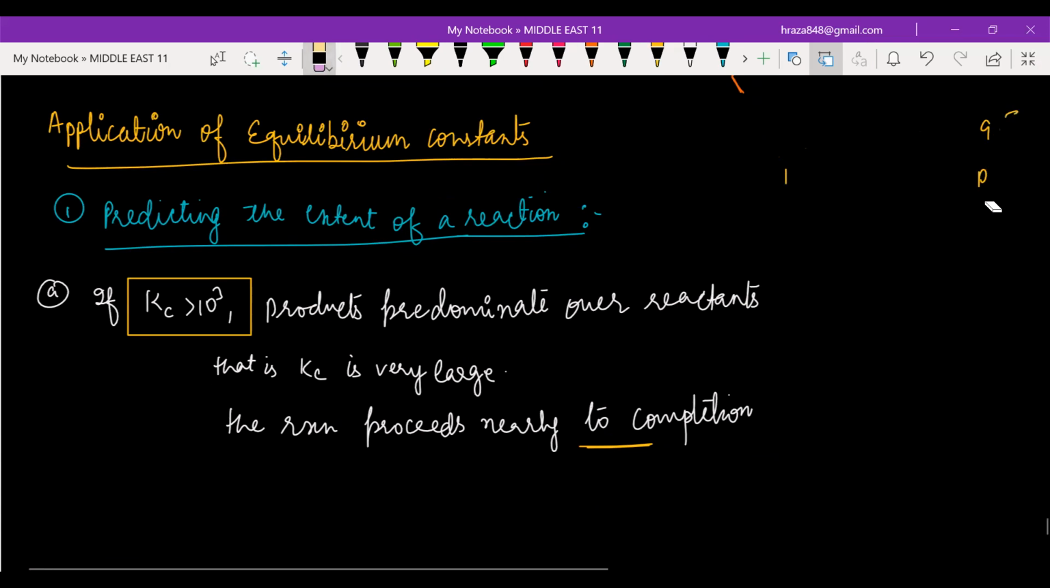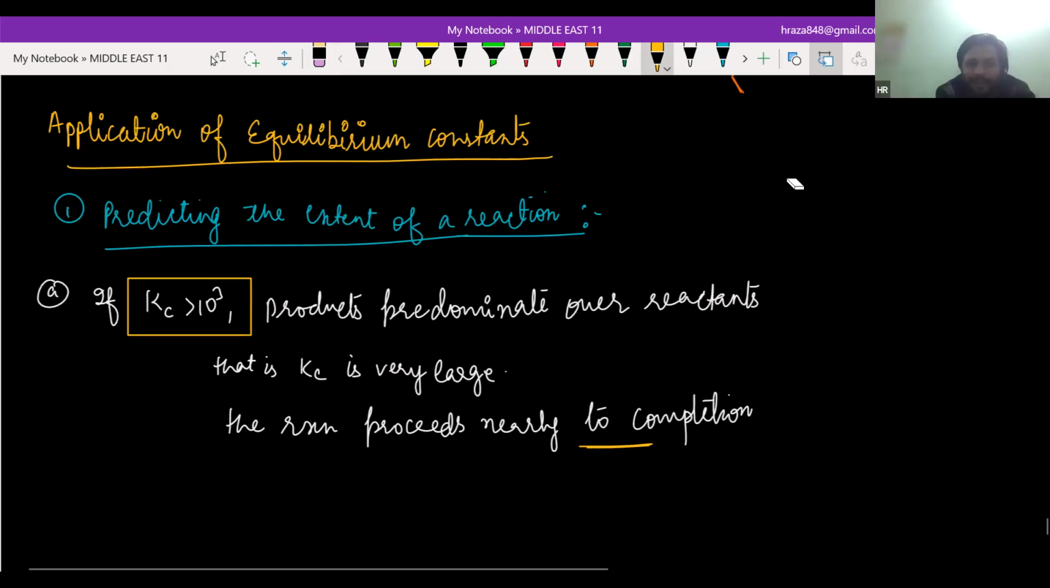Sir, what happens to the remaining ones? Remaining ones will maintain equilibrium. It is not necessary to have the same concentration of reactant and product to maintain equilibrium. The rate of the forward and the rate of the backward reaction must be equal.